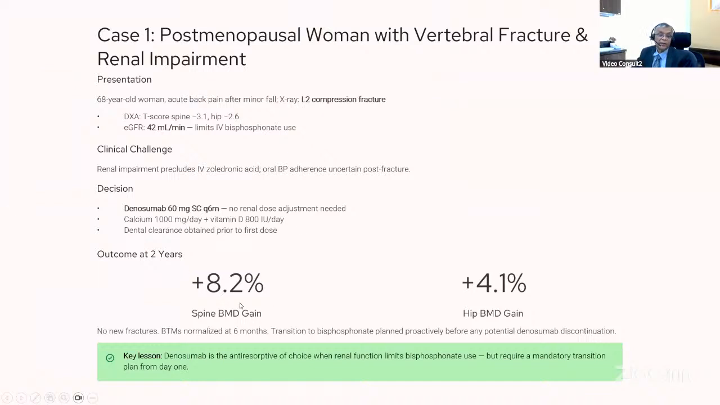Outcome, roughly 8% BMD gain at the spine and 4% gain at the hip. No new fractures. Bone turnover markers normalized at 6 months. Transition to bisphosphonates planned proactively before any potential denosumab discontinuation. Key lesson: denosumab is an antiresorptive choice when renal function limits bisphosphonate use, but it requires a mandatory transition plan.